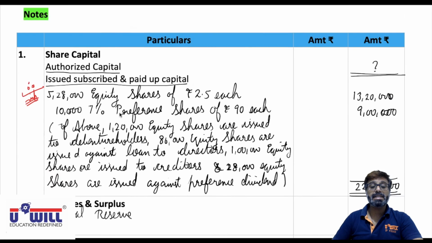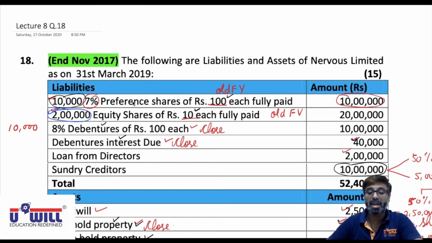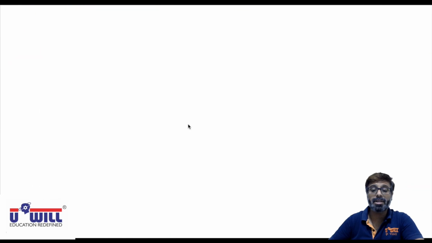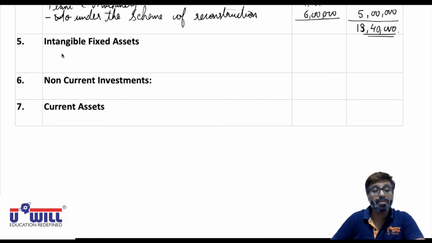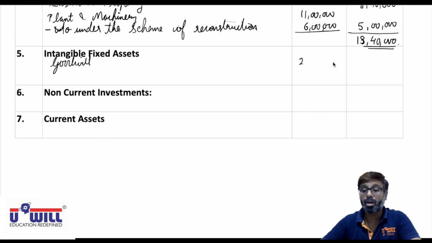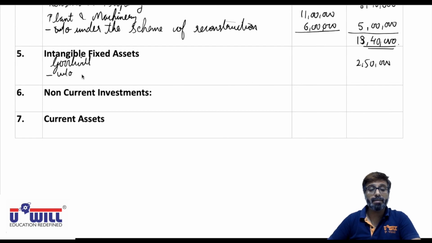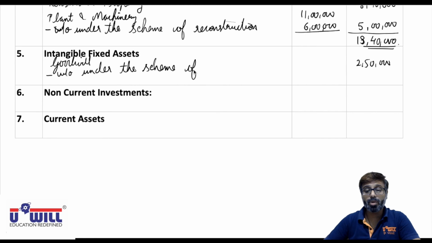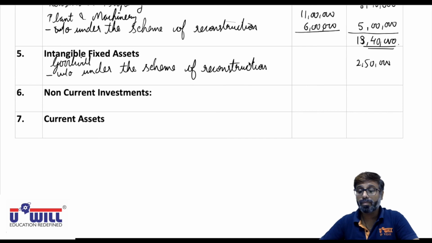Then intangible fixed assets, we have goodwill, but that is completely written off, 2,50,000. That also we will show in the balance sheet, since for 5 years we have to show all this. So goodwill 2,50,000, minus written off under the scheme of reconstruction 2,50,000. So below that it will come as nil.